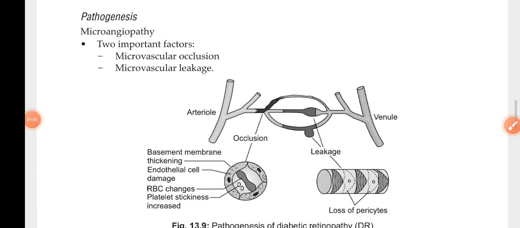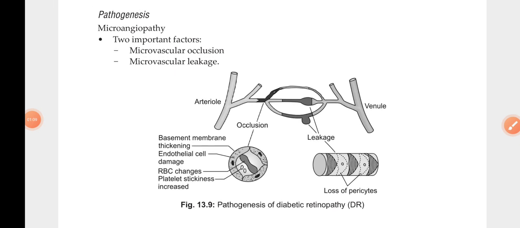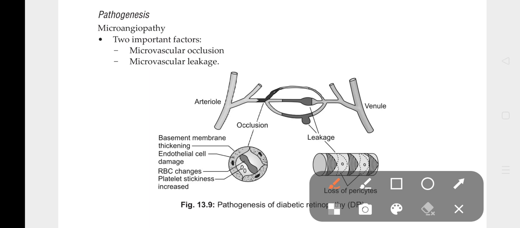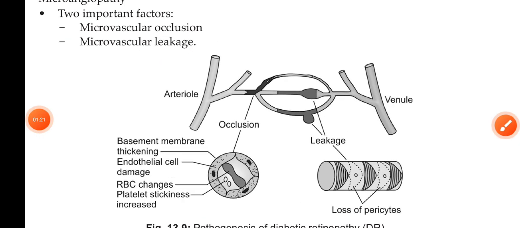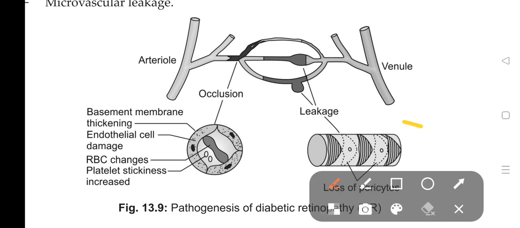Now what is the pathogenesis? The most important thing they will ask is pathogenesis only. Firstly is microangiopathy, involving small blood vessels. The two important things seen are microvascular occlusion and microvascular leakage. First there is occlusion and another one is leakage. Here you can see a very beautiful diagram. Here there is loss of pericytes.